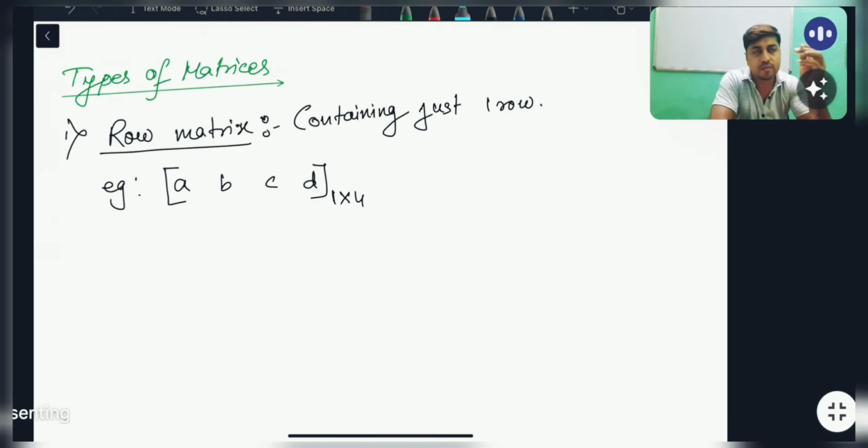And the order, we always write at the end of the matrix, or you can say at the tail section. At the tail section of the matrix, we write the order of the matrix in general. And for example, another example can be -1, 2, 3 and 4.